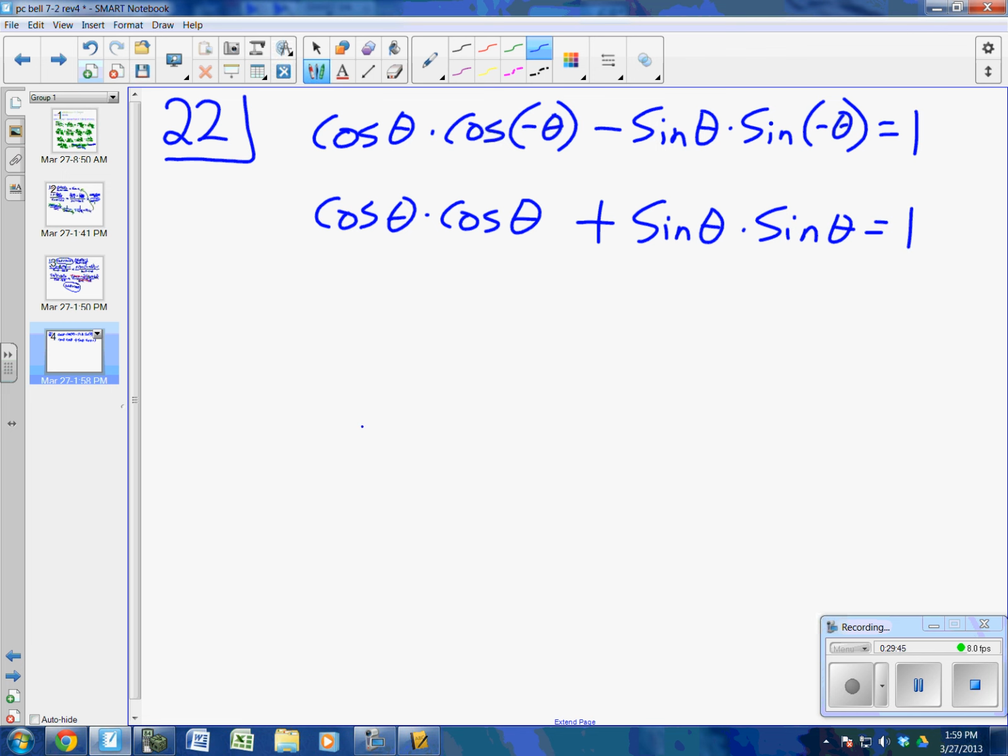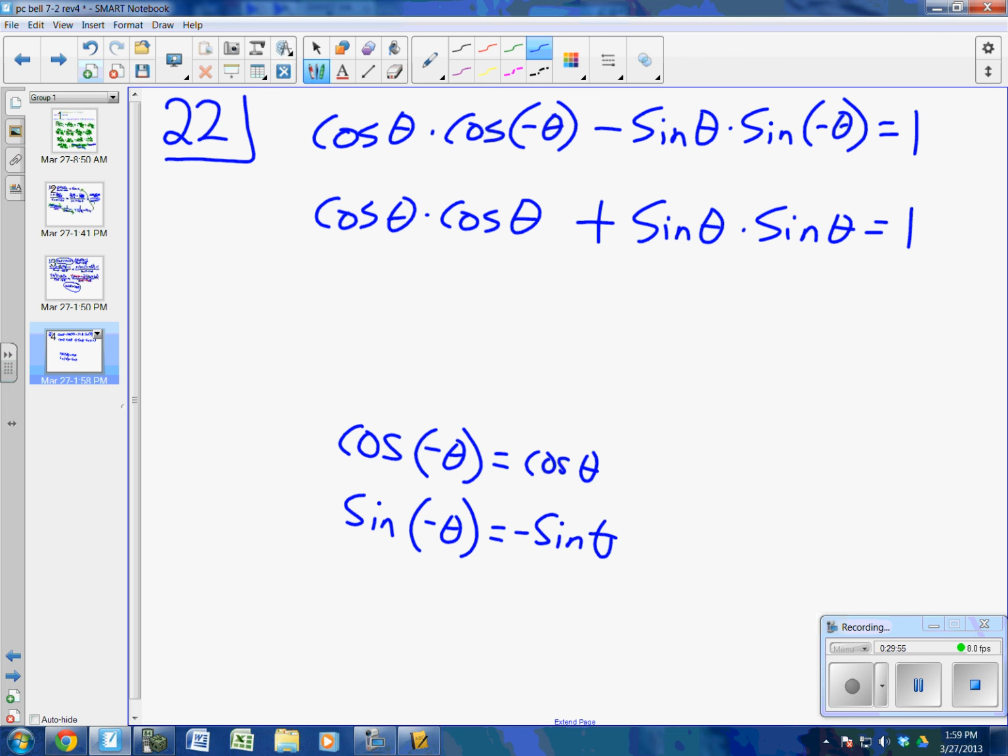Yeah, I gave you 2 identities. Cosine of negative theta equals cosine of theta. And sine of negative theta equals negative sine of theta. So if you don't have those identities, write them down real quick. Those are called the even-odd identities. Or this book calls them opposite angle identities. Some books call them even-odd identities. My old book called them that. Okay?